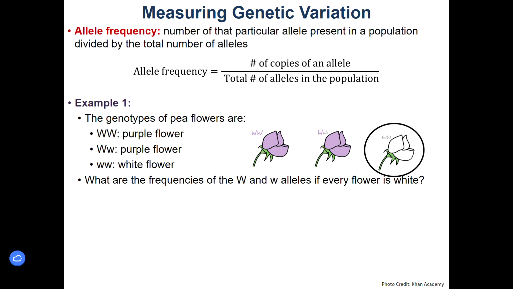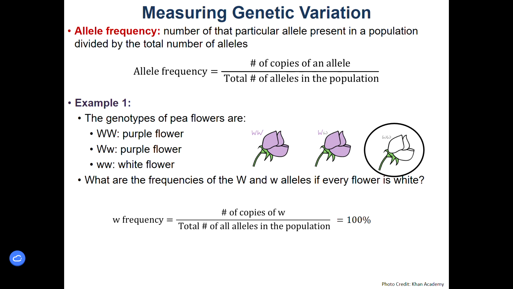If we only have white flowers, what alleles do you have to have for white flowers? Little w, little w. So if we only have white flowers, the only allele we can have in our population is little w. So what is our allele frequency for little w? 100%, because that's all there is. What's the frequency for big W? 0, because it doesn't exist in this population.